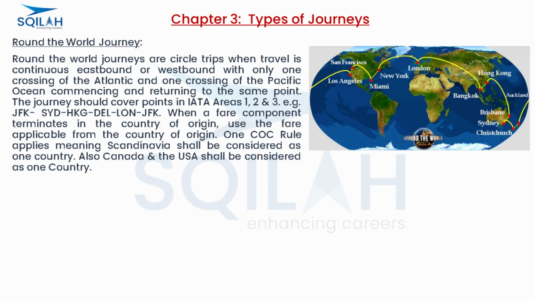Round the world journey. Round the world journeys are circle trips when travel is continuous eastbound or westbound with only one crossing of the Atlantic and one crossing of the Pacific Ocean, commencing and returning to the same point. The journey should cover points in IATA areas 1, 2 and 3. Example, JFK, SYD, HKG, DEL, LON, JFK.